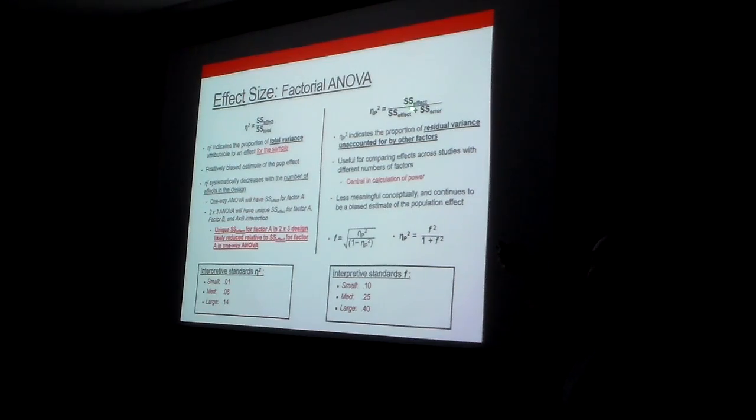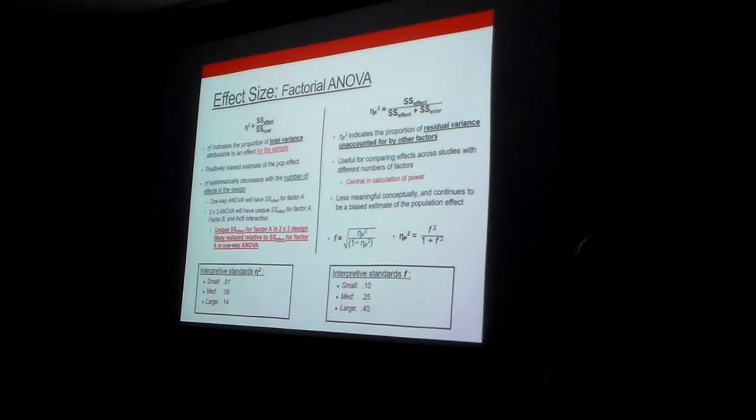So if I'm calculating eta squared for factor A, I've got sum of squares for factor A over sum of squares for factor A plus sum of squares error. What's not included? What's missing from this denominator? The B and the interaction, right?